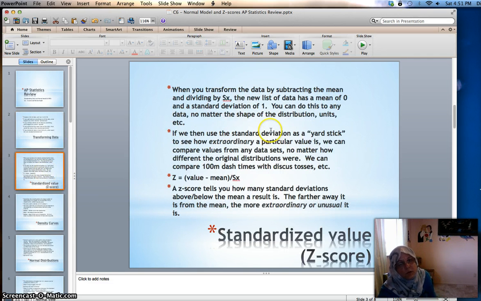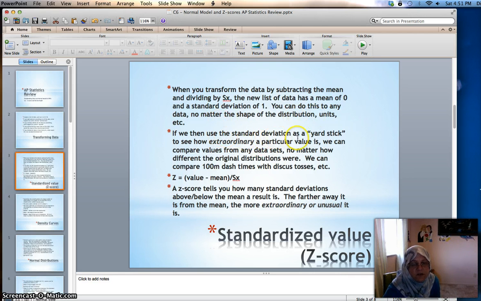So in general, when we subtract the mean from all the data and divide all the data by the standard deviation, we end up with a new list of data that has a mean of 0 and a standard deviation of 1. We can do this to any set of data, no matter the shape, distribution, units, or so on.